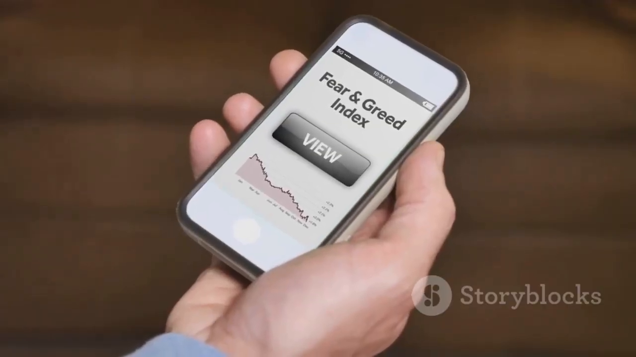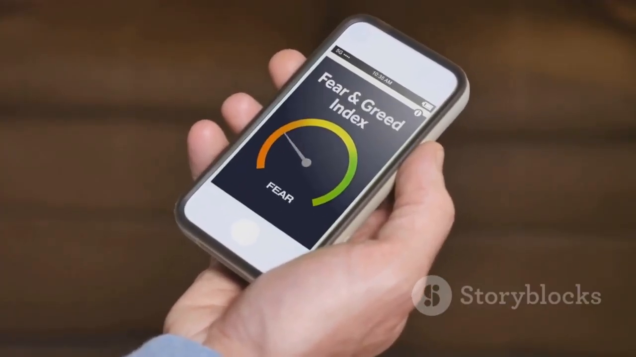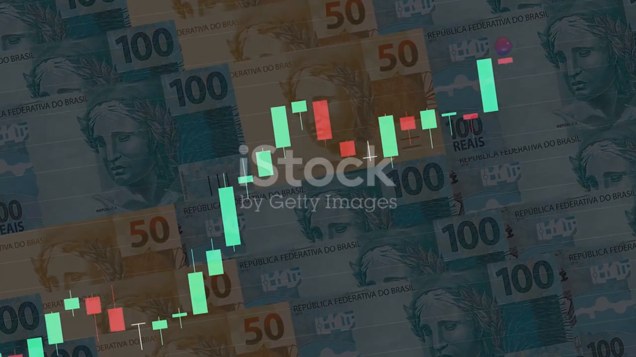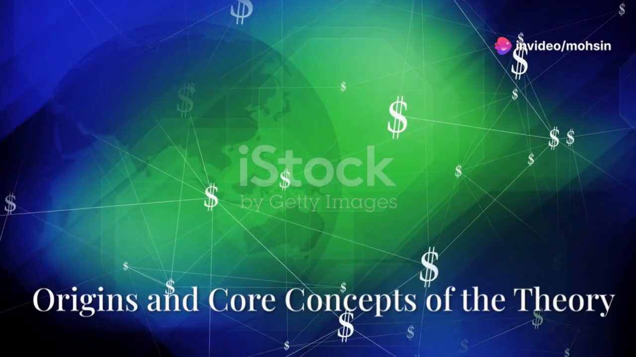Characteristics of this phase include a sharp increase in global risk aversion. Volatility in financial markets spikes.